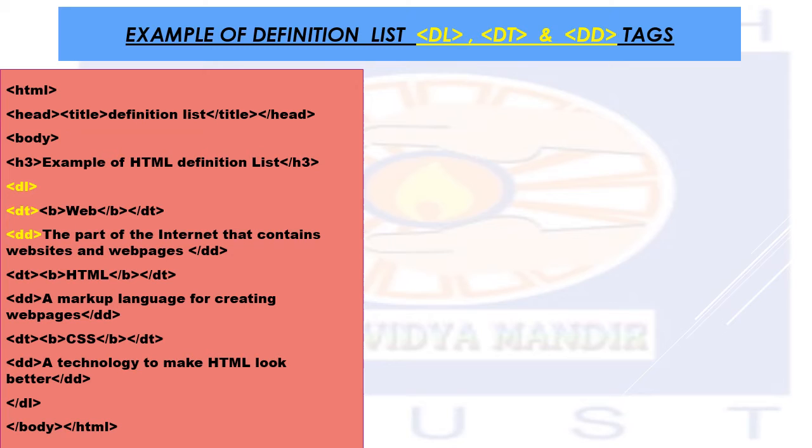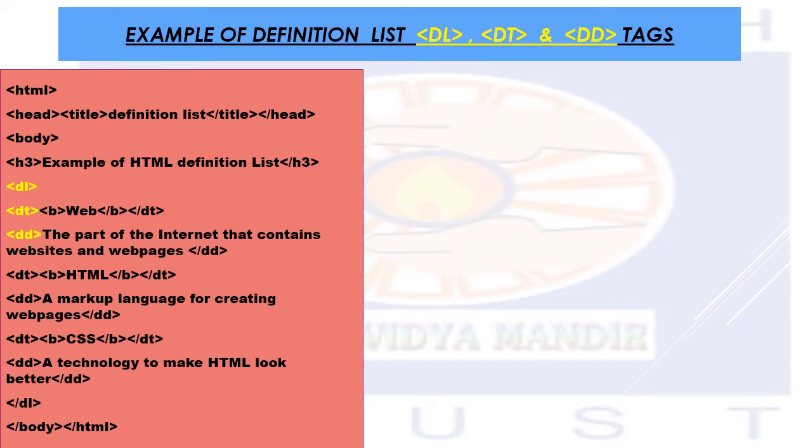Again you can see the DT tag is open. See, we are still under a DL, definition list only, right? Again you can see HTML is written over there. Then comes again DD. So how many times are DT and DD used? First you have to use the DT, then DD, because this is the heading you are giving, and under the heading you are giving the sentence. I am giving the first heading, web, which is written there in the yellow one. Then comes the DD, under that heading of web, you are giving the sentence: the part of the internet that contains websites and web pages, that is the meaning of web.